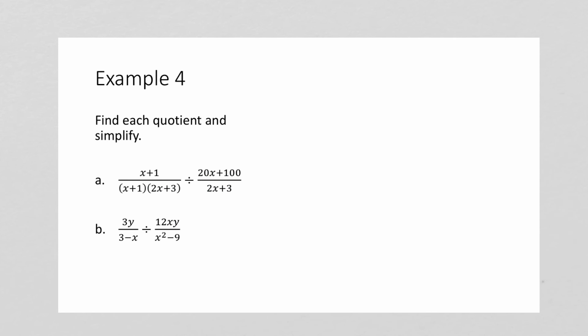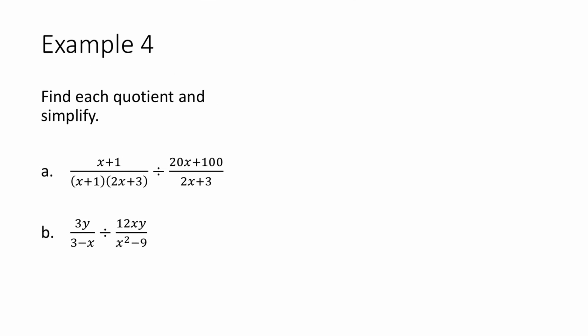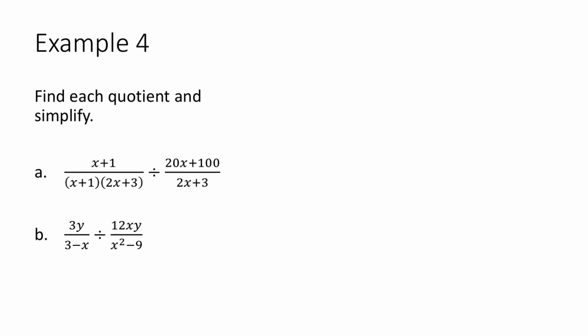Now let's try example 4. Same type of problem, just a little bit more complicated. So my first fraction, nice, it's already factored. I just carry this down or over. And notice that this x plus 1 can cancel with this x plus 1. And there's just a 1 left in the top there.